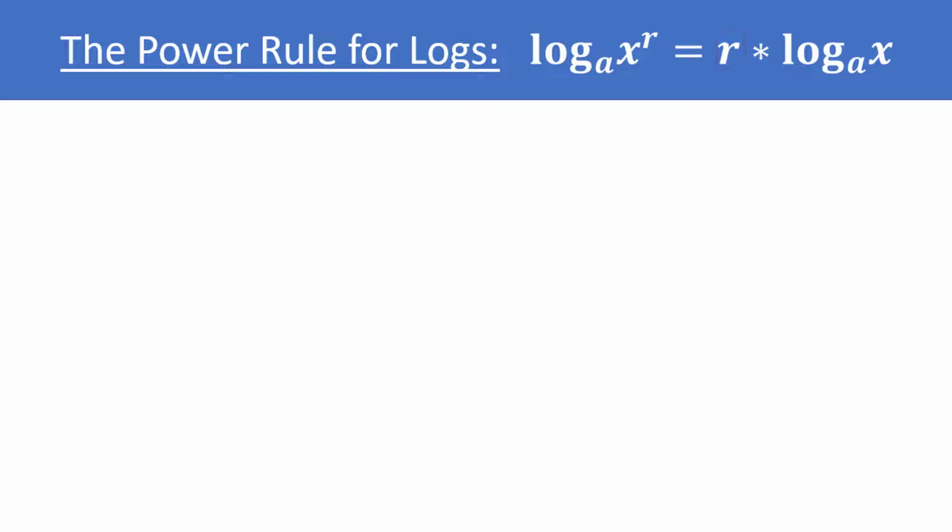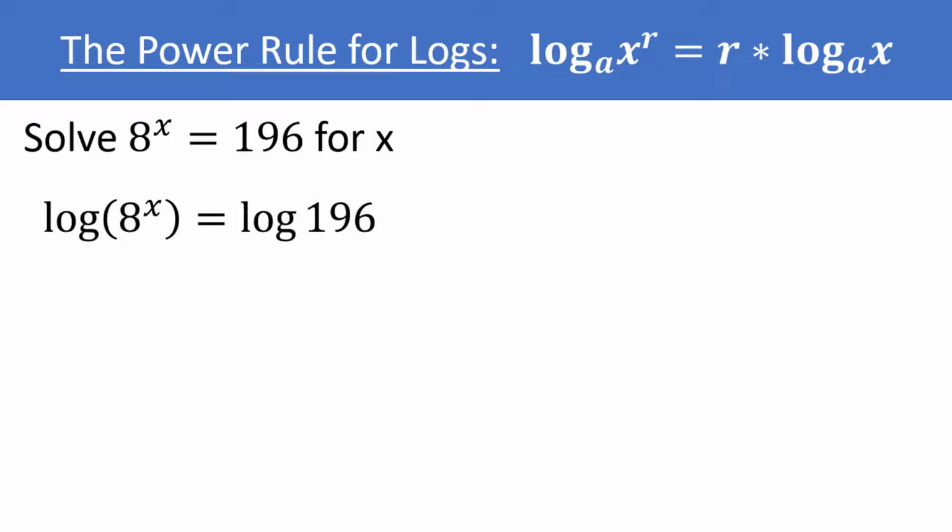For example, say that you have 8 to the x power is equal to 196, which we want to solve for x. We could rewrite this in logarithmic form, like we did in the previous video, but more frequently, you will use the power rule for logs to solve this. A valid algebraic manipulation to an equation like this is to take the log of both sides. So we have log of 8 to the x power is equal to log of 196. Now we can use the power rule of logs to move the exponent from the inside of the log out to the front. We have x times log of 8 is equal to log of 196.